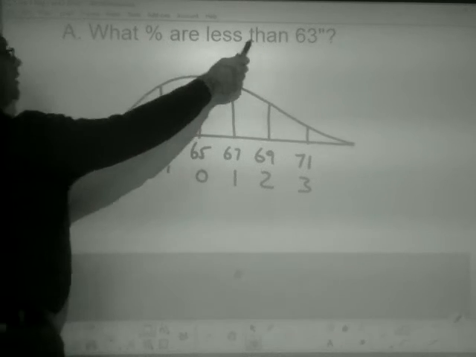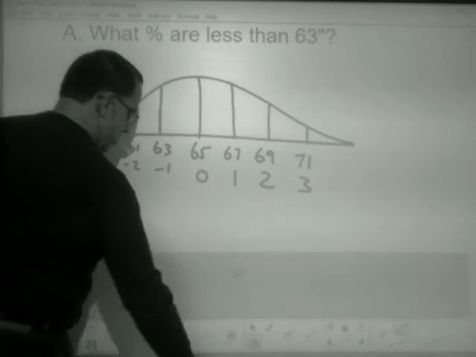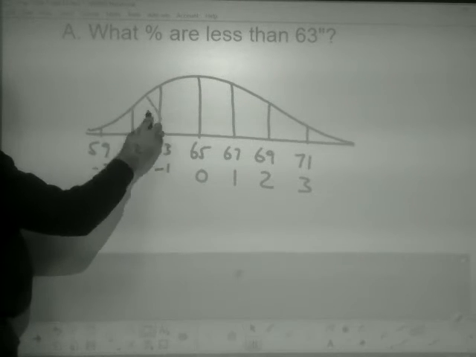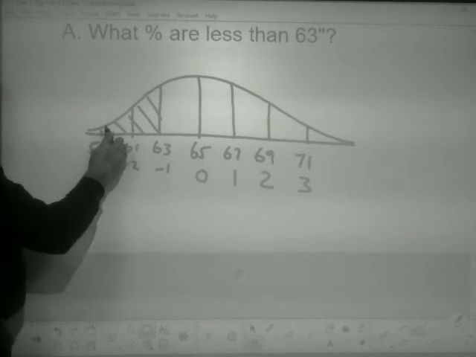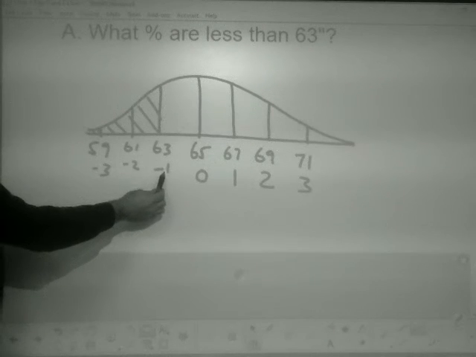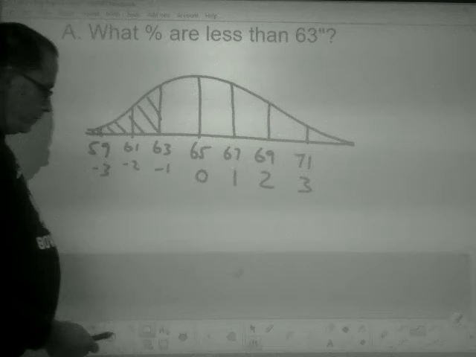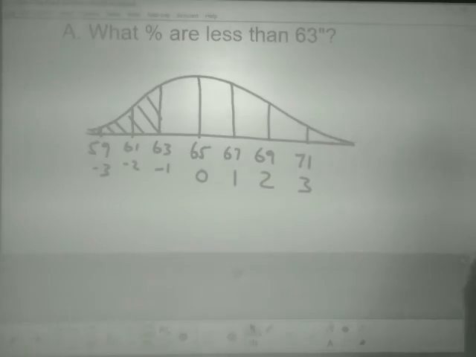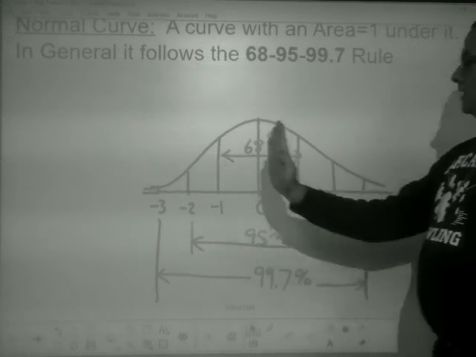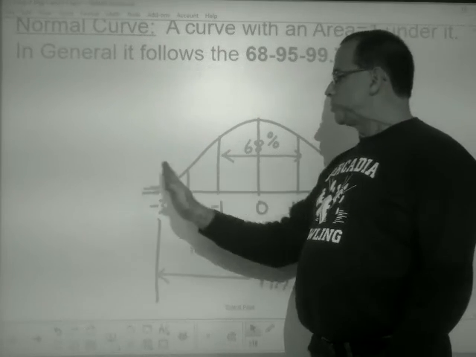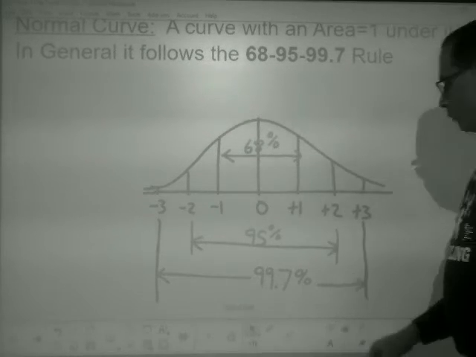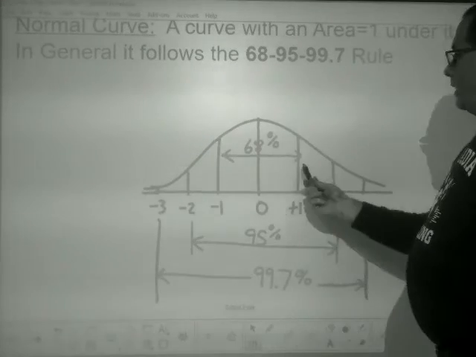So what percent are less than 63? I need to look at where I am. 63 is at -1. And I'm going to shade the area I want because it's less than. I'm at -1 heading this way. Let me go back to my chart. I need to get these percentages in here. So let's take a second and figure out what all these percentages are.